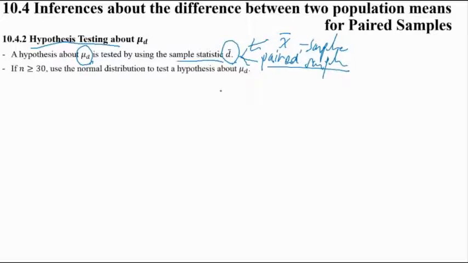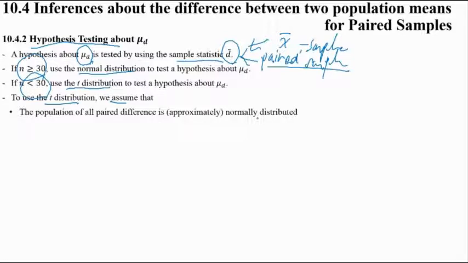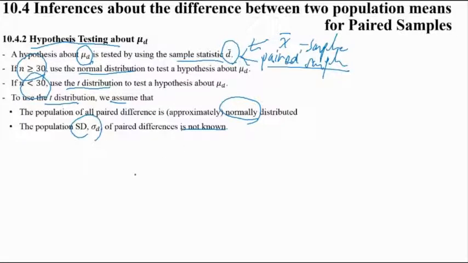If the sample size is greater than 30, it should be a normal distribution. If less than 30, we have a t distribution. When you use the t distribution, the assumption is always normal, by the central limit theorem. We don't know the standard deviation of the population, so we use the sample standard deviation. The value of the statistic t uses d bar, the mean of the paired sample, in this formula.